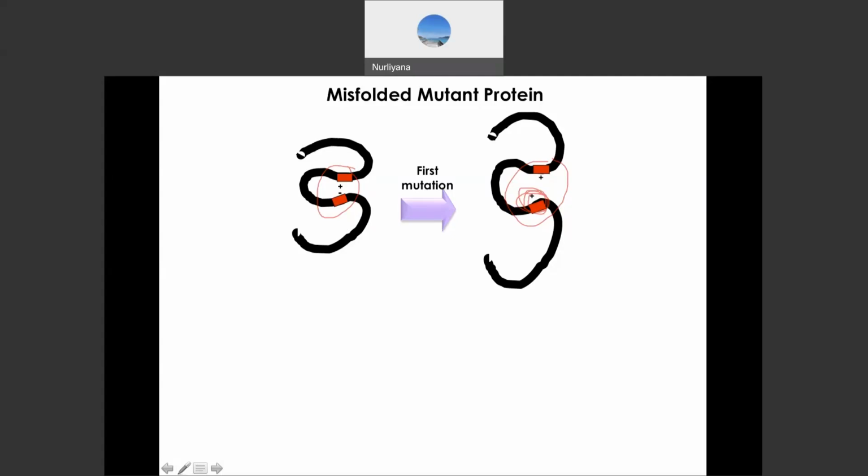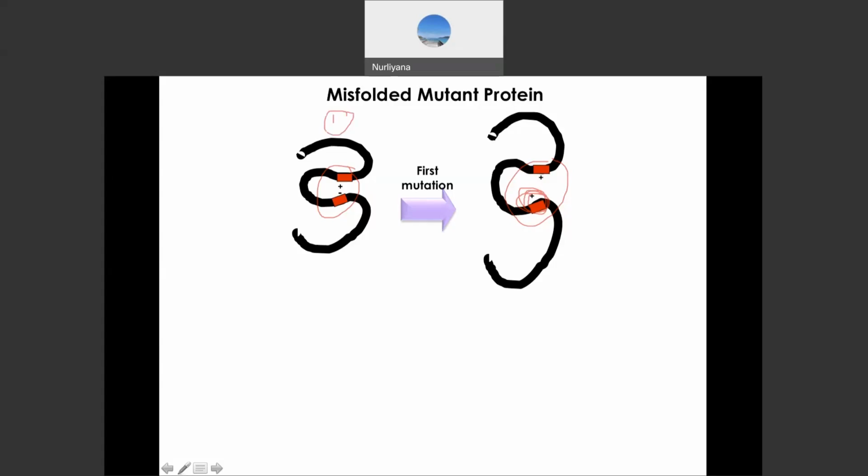It's not like a magnet, they cannot attract. So what happened is that you can see this protein cannot fold as well as the first one. It cannot fold because positive and positive repel, so the structure is not compact.